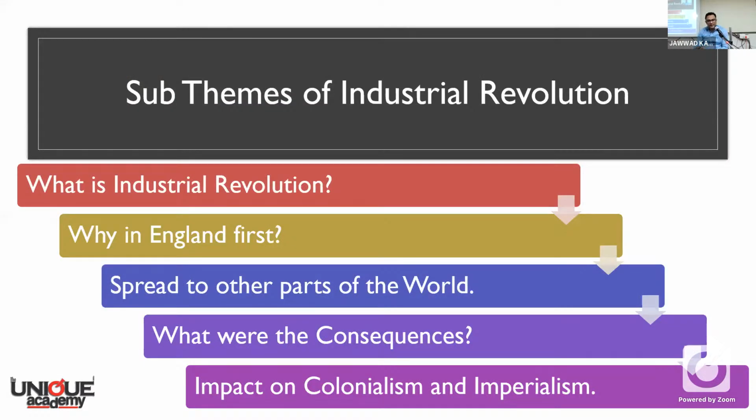How will we see this topic? We will first understand what is meant by industrial revolution. We will see why it takes place in England first. This पे direct question पूछा है. We'll see how it will spread to other parts of the world. We will see its consequences and we'll see its impact on colonialism and imperialism. This is how we are going to see this topic. Begin with the end in mind.